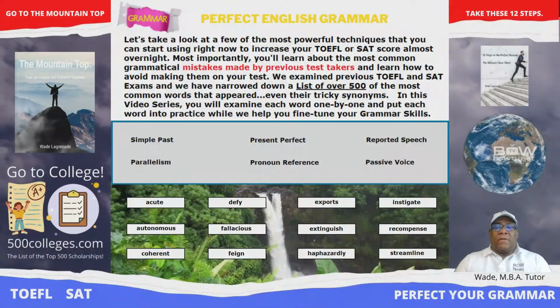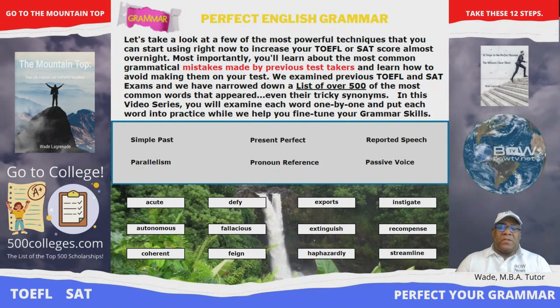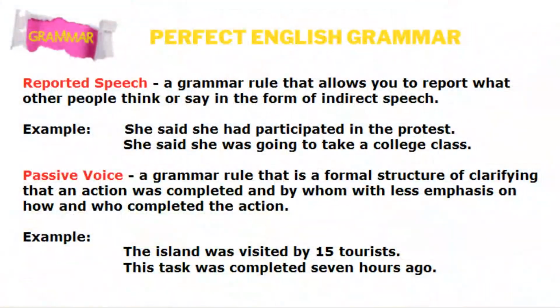Our next set of grammar rules we're going to look at is called reported speech and passive voice. Reported speech is a grammar rule that allows you to report what other people think or say in the form of indirect speech. For example: she said she had participated in the protest, or she said she was going to take a college class. This is reported speech, which is very commonly used to convey what other people think or clearly state indirect forms of speech, whether it be in a paragraph. This is very common on the TOEFL and SAT as far as conveying opinions of other people with respect to analysis of a paragraph.